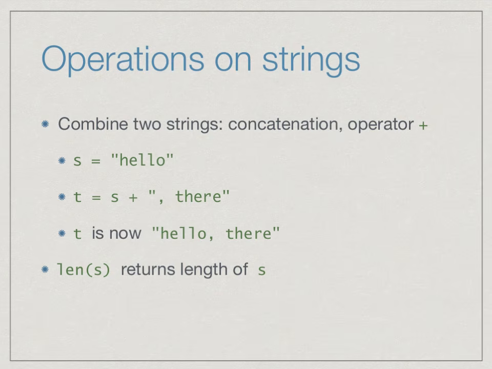We can get the length of a string using the function len. So len s returns the length of s. This is the number of characters. So remember that if the number of characters is n, then the positions are 0 to n minus 1. So the length of the string s here would be 5. The length of the string t here would be 5 plus 7, 12.